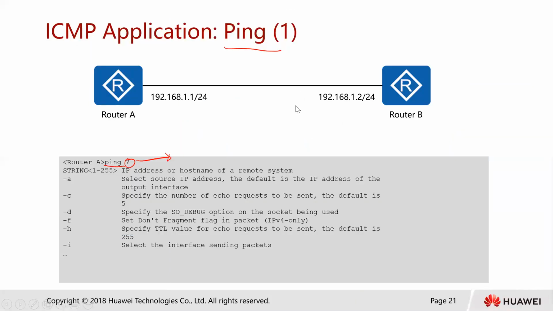So basically, the most common application is the ping command, and when you run it, you can have different parameters. Parameter A specifies the source IP address you want to select; the default is the address of the source interface. Parameter C specifies the number of echo requests to be sent out; the default is 5. Parameter D specifies the socket debug option. Parameter F sets the do-not-fragment flag in packets, IPv4 only. Parameter H specifies the time to live value for echo requests; the default is 255. And parameter I selects the interface sending the packets.